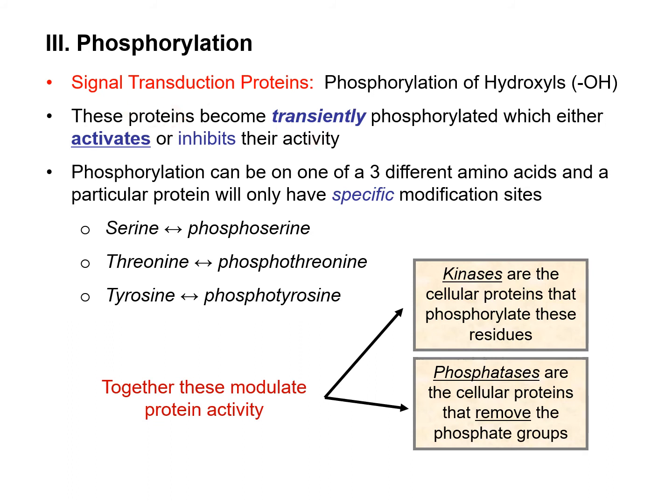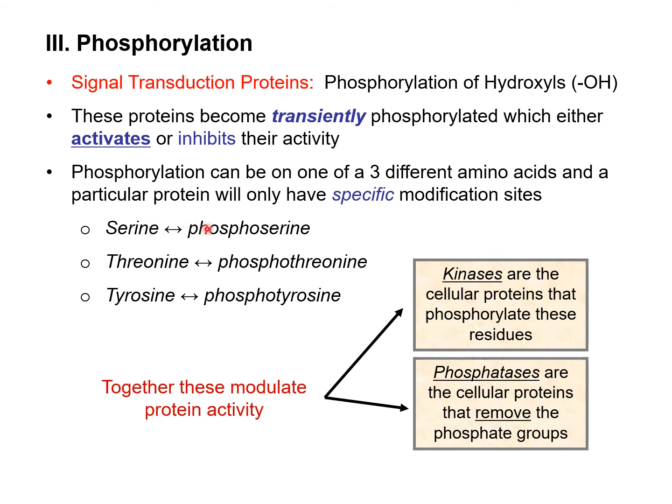Phosphorylation can be on one of three different amino acids: serine, threonine, and tyrosine. And a particular protein will only have specific modification sites. So that means not all serine, threonine, and tyrosine will be targets for phosphorylation, but specific ones only.